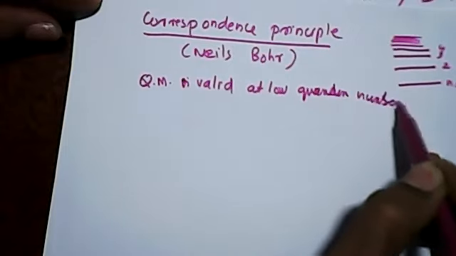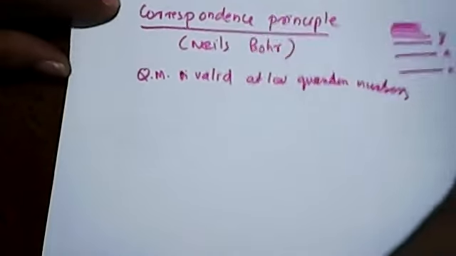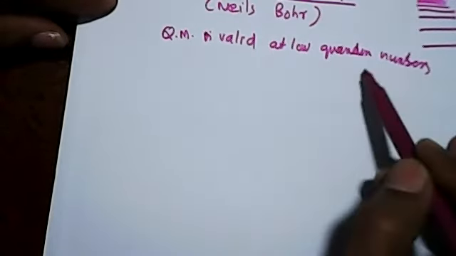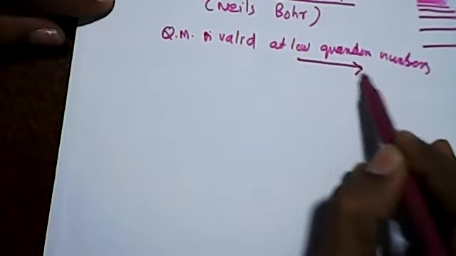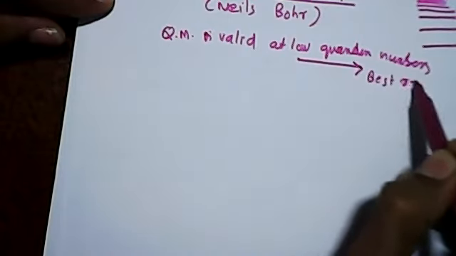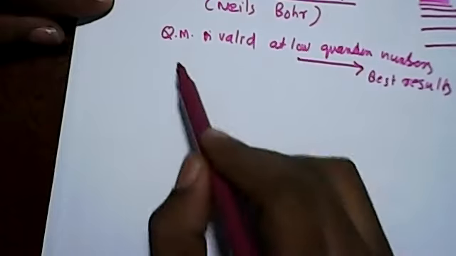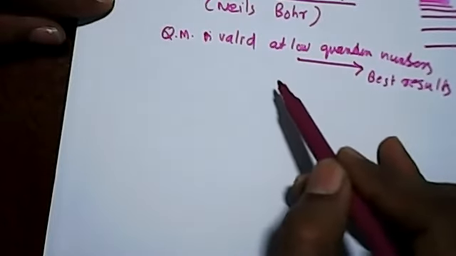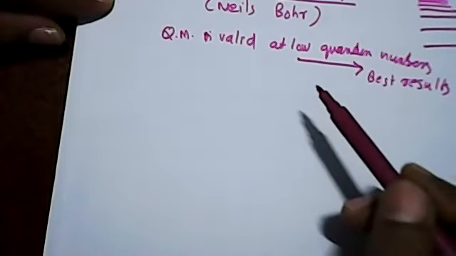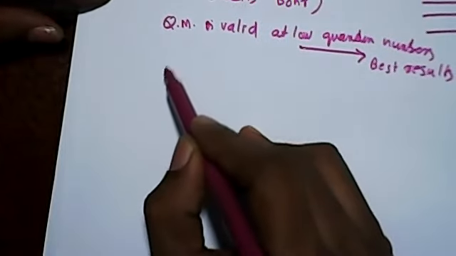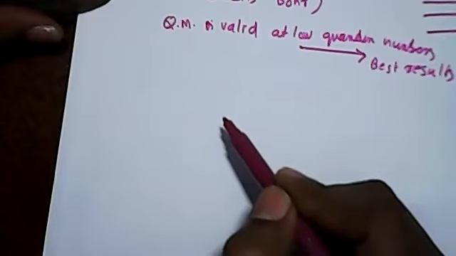Quantum mechanics gives the best results in the case of low quantum numbers. And as we increase the quantum number, increase means you are considering the higher states, then you can see that both classical mechanics and quantum mechanics give similar results.